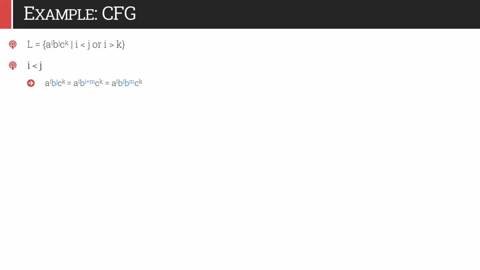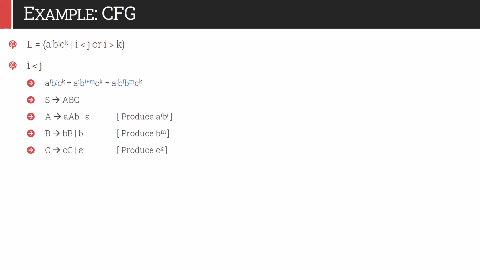So this we can divide into three variables. S gives ABC. Using A, we will produce a power i, b power i. That's nothing but A gives aAb or epsilon. Using capital B, we will produce b power m. So this second production will ensure that we have more b's than a's. The first production ensures that we have the same a and b, but we have to make sure that the number of b's is more than a. So using the second production, we are generating those additional b's, that is, capital B gives small b capital B or b. And using C, we will generate c power k. So that is C gives cC or epsilon.